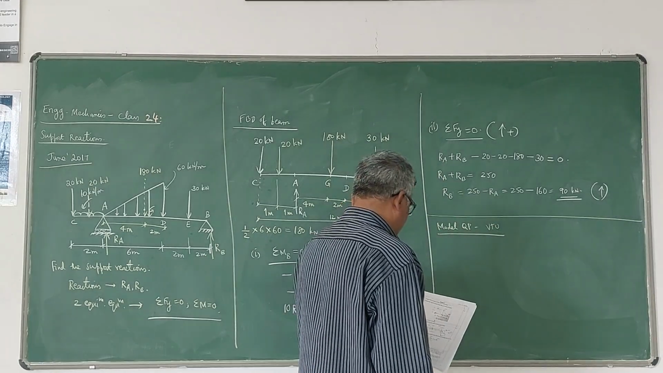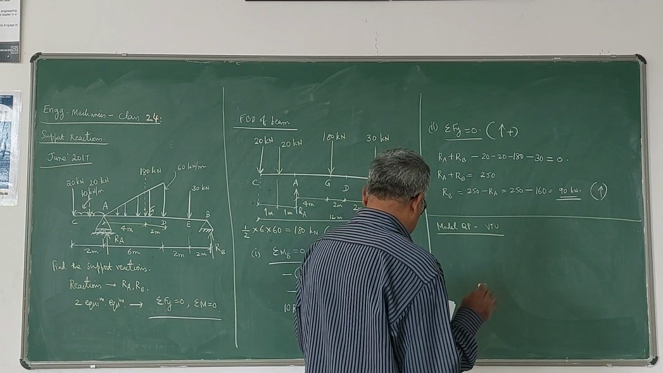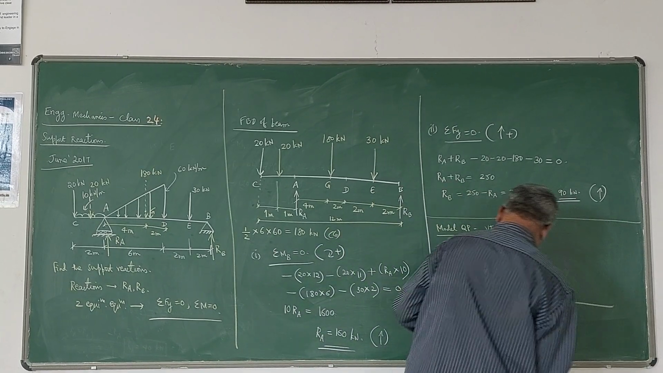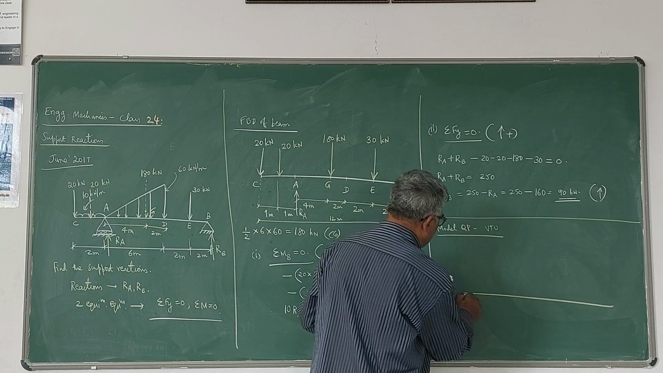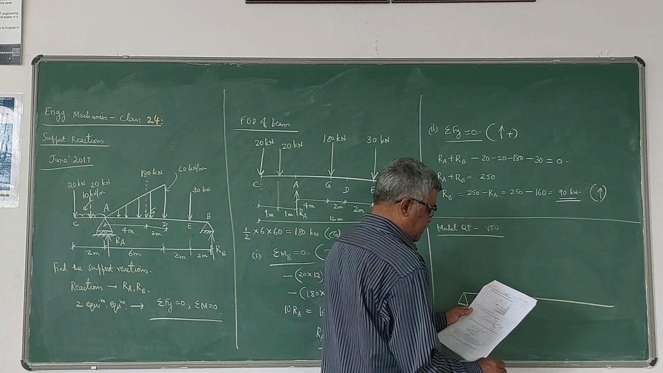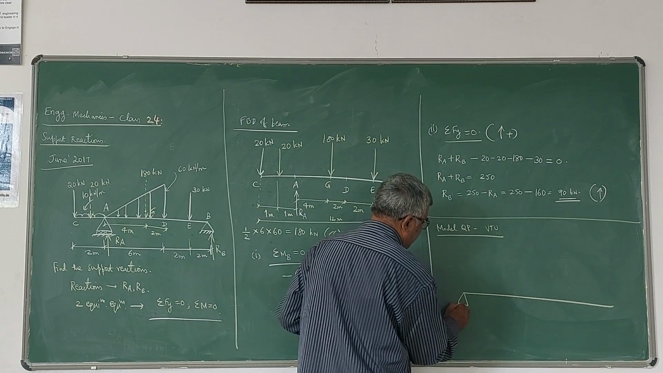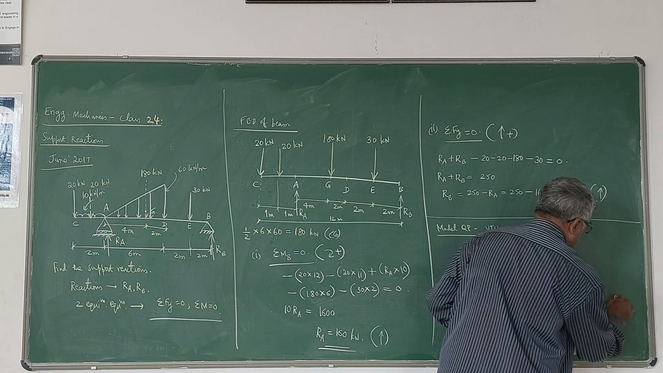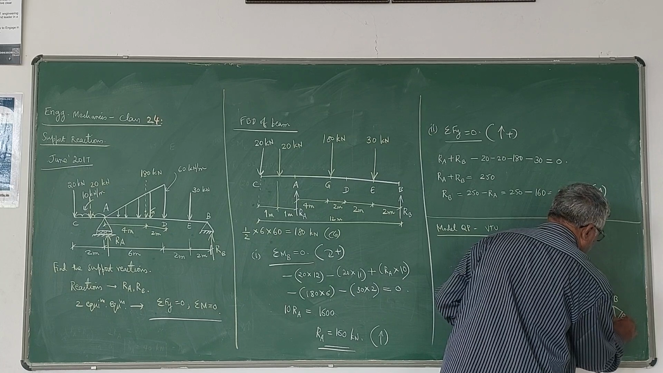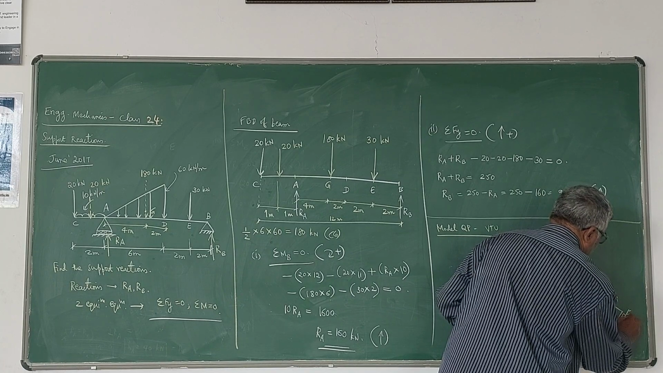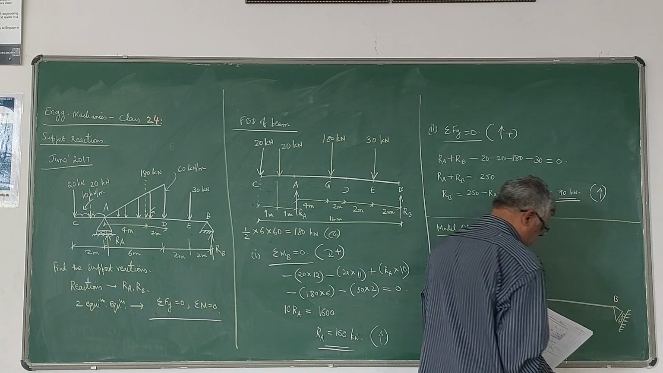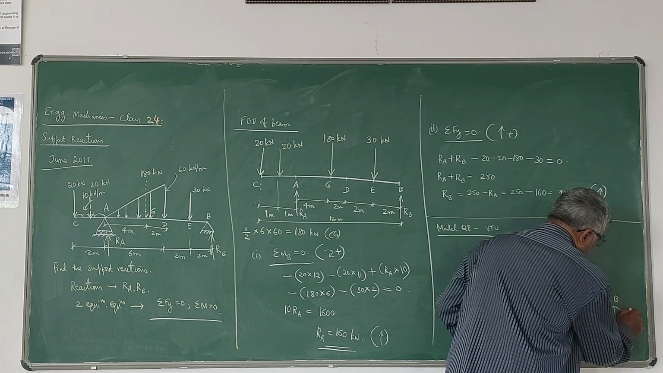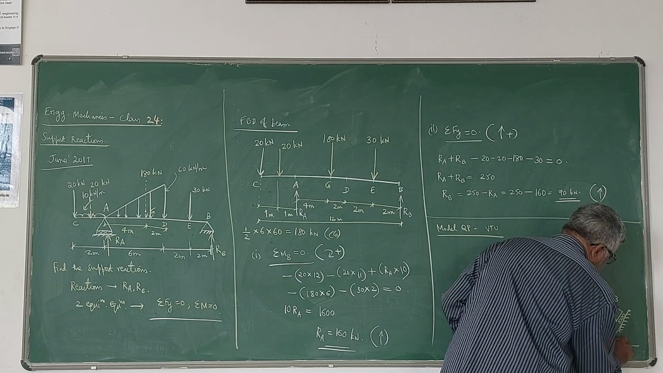So here he has given the beam like this. There is a hinge end here at A, and at B you have a roller support, an inclined roller. So the roller is inclined at an angle of 40 degrees. This angle is 40 degrees.